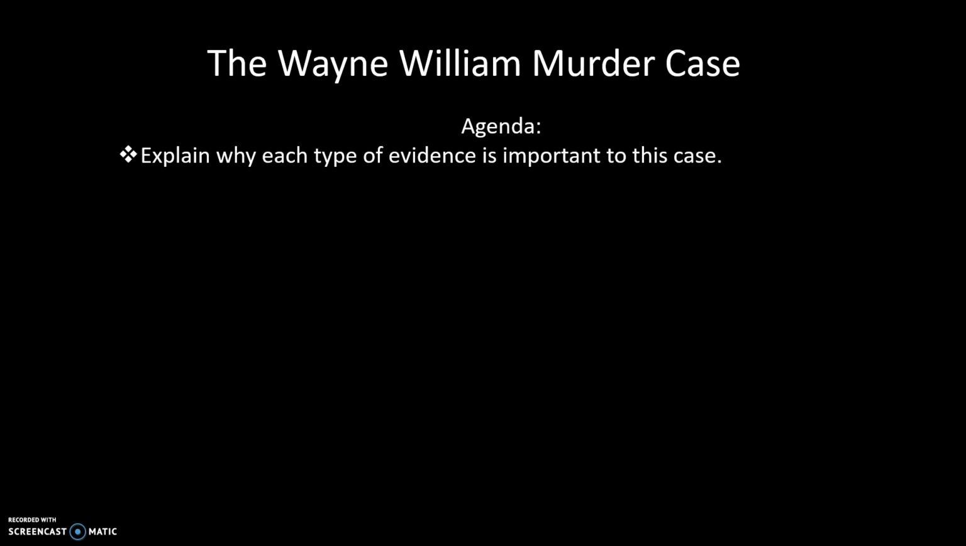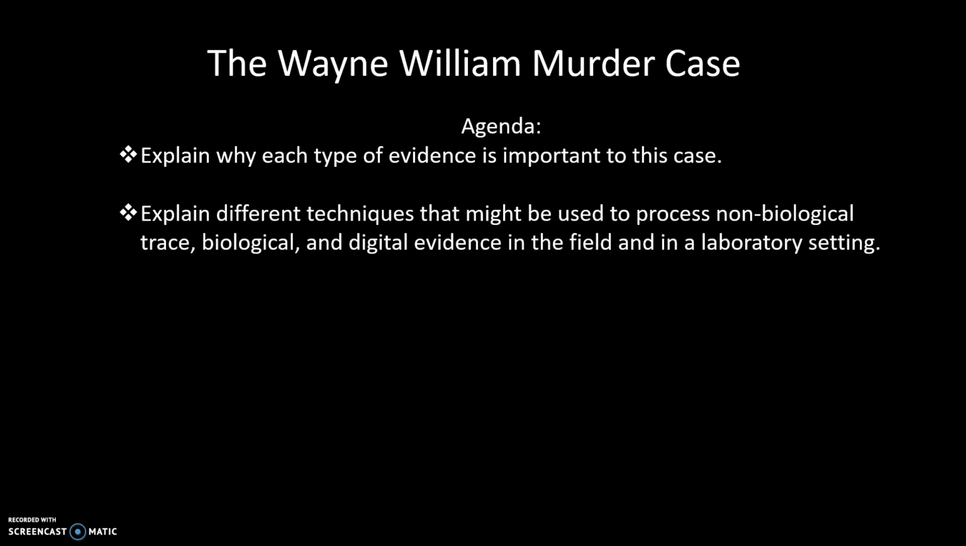All right. So in this class, here's the agenda we're going to go over. First, we're going to explain why each type of evidence is important to this case, and in this case, we're going to be looking at trace evidence, and that trace evidence is important because this is what helps convict Wayne Williams in this murder case. We're also going to explain different techniques that might be used to process non-biological, biological and digital evidence in the field and in laboratory settings.